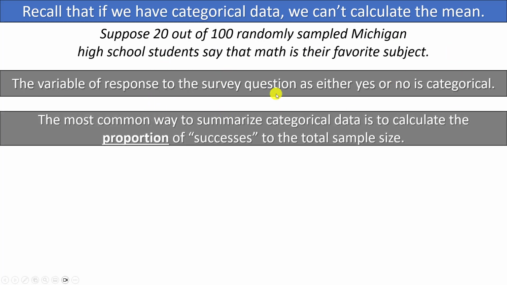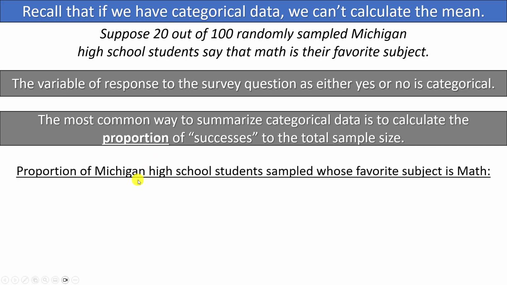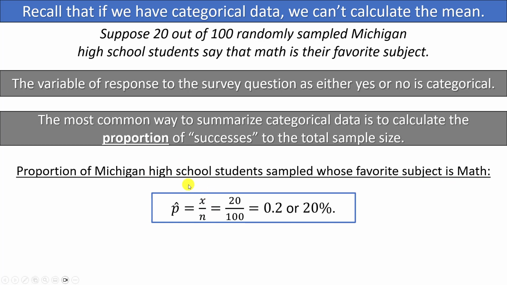The most common way to summarize categorical data is to calculate the proportion or percentage of successes to the total sample size. So to calculate the proportion of Michigan high school students sampled whose favorite subject is math, we can take x, which represents the number of successes, and divide by the sample size. We will get 20 divided by 100, which is equal to 0.2 or 20%. Which is our sample proportion, or p-hat.